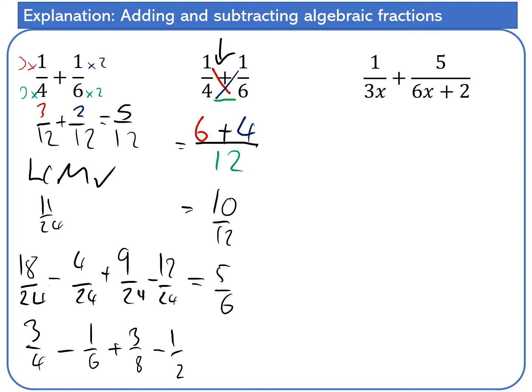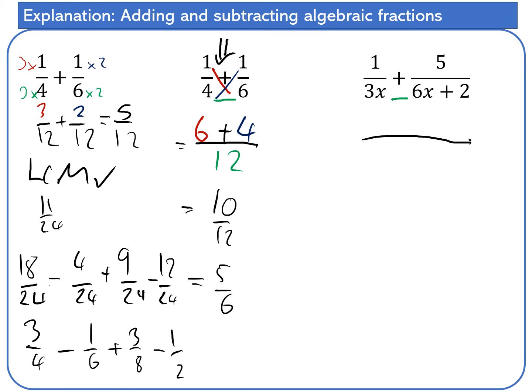Now if I look at the one on the right, the algebraic expression, seeing the lowest common multiple of these two, 3x and 6x plus 2, is really difficult. So actually this method for adding and subtracting algebraic fractions comes in quite handy. So that's the method that I'm going to show you. Lowest common multiple for some algebraic fractions still has its place, and we'll look at that later on.